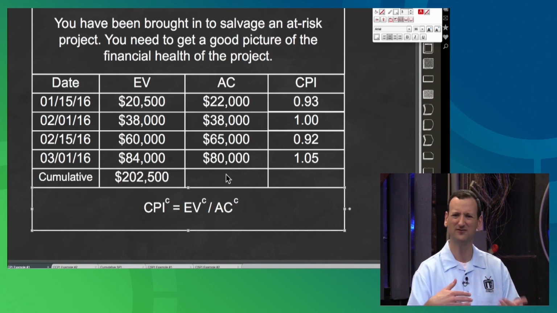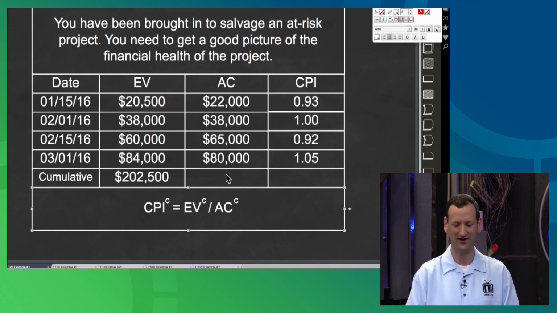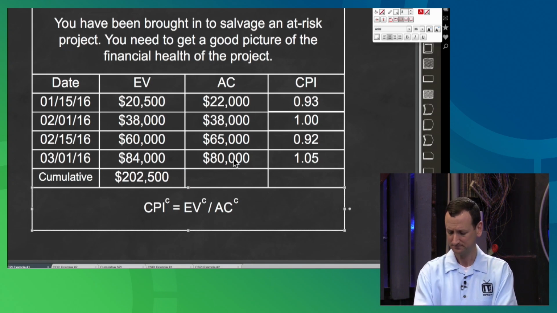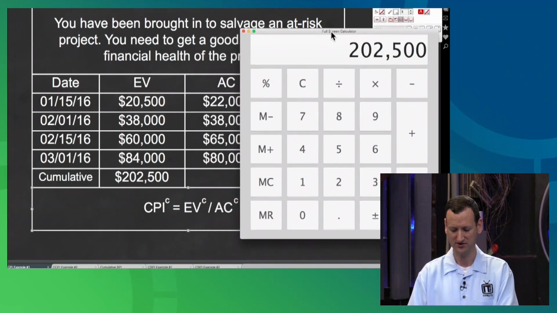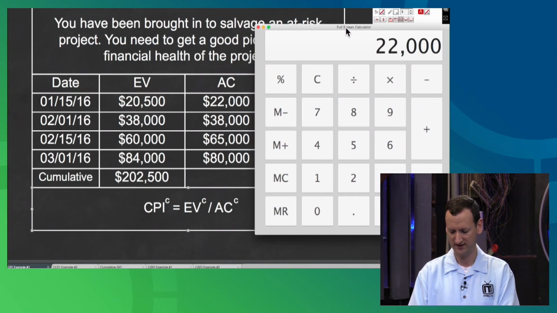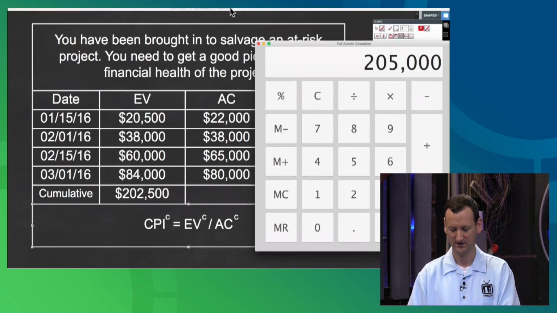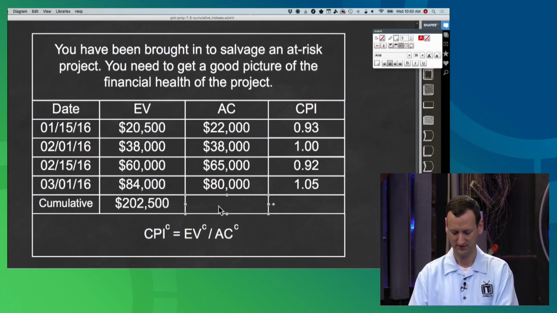All right, and I'm okay with that being cumulative because my actual costs are cumulative also. And you can see where I could convert these if I needed to. I go and subtract out and convert them to per period if I need it. But for the numbers that I've got here, let me just go through and add these up. So 22,000 plus 38,000 plus 65,000 plus 80,000 gets me $205,000. So it looks like whatever I get is not going to be that off, right? This is going to be a fairly good project.